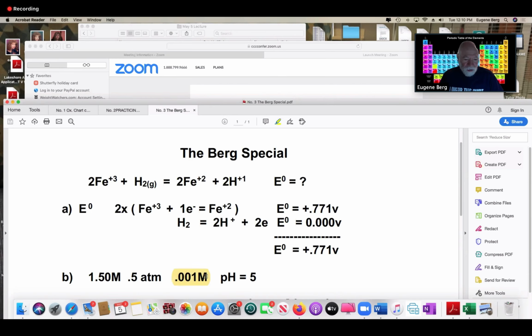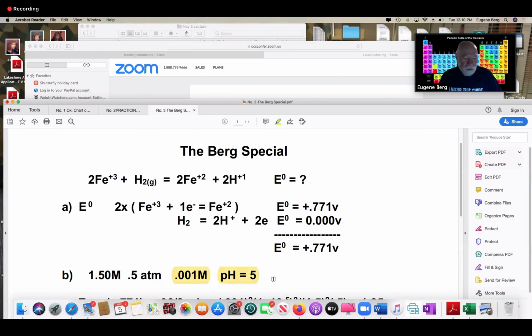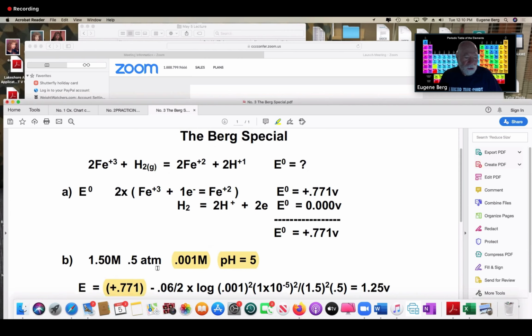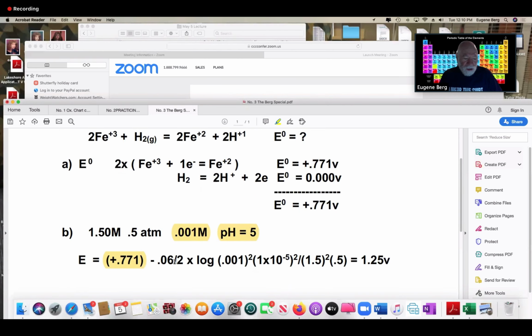Now here's the weird thing. For the hydrogen concentration, I didn't give it to you. I gave you pH, the dirty guy. So let's see how this all plays out in the Nernst equation. The voltage of the cell will be the standard voltage, just copy that, minus 0.06 divided by, why is it 2? Yeah, if you look at the 2 half reactions, they're passing 2 electrons. The log of products over reactants.